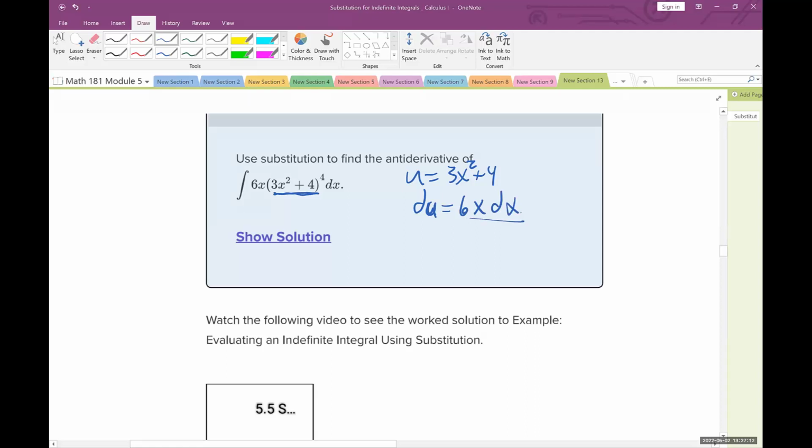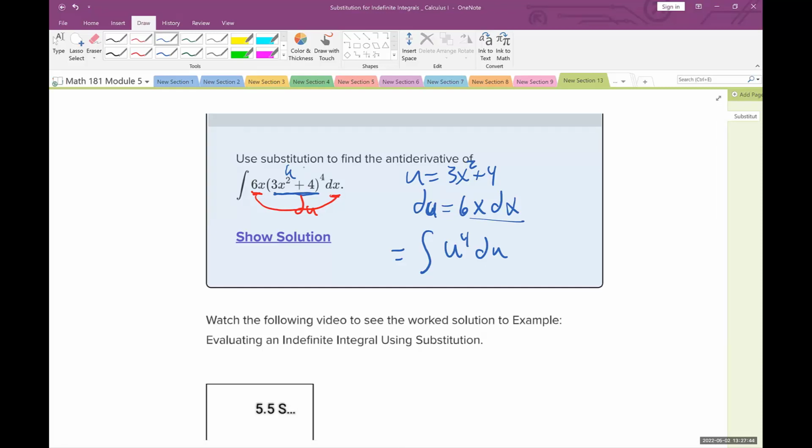So notice that over here we have the 6x and we have the dx. This part right here, that's our du. And we can rewrite the entire integral as the integral of u to the 4th power du. Because u is this stuff in here, 3x squared plus 4, and it's being raised to the 4th power. The du is the derivative of that stuff inside, 6x dx.